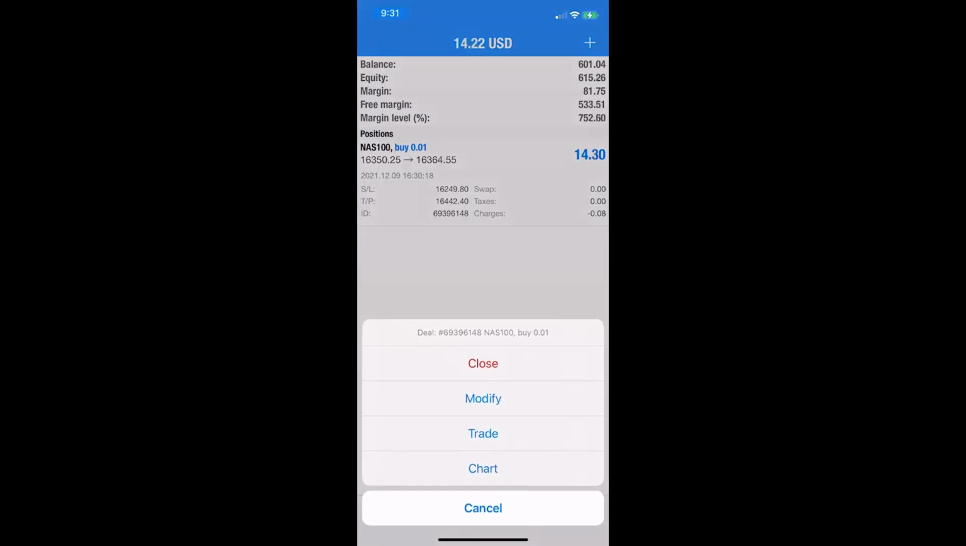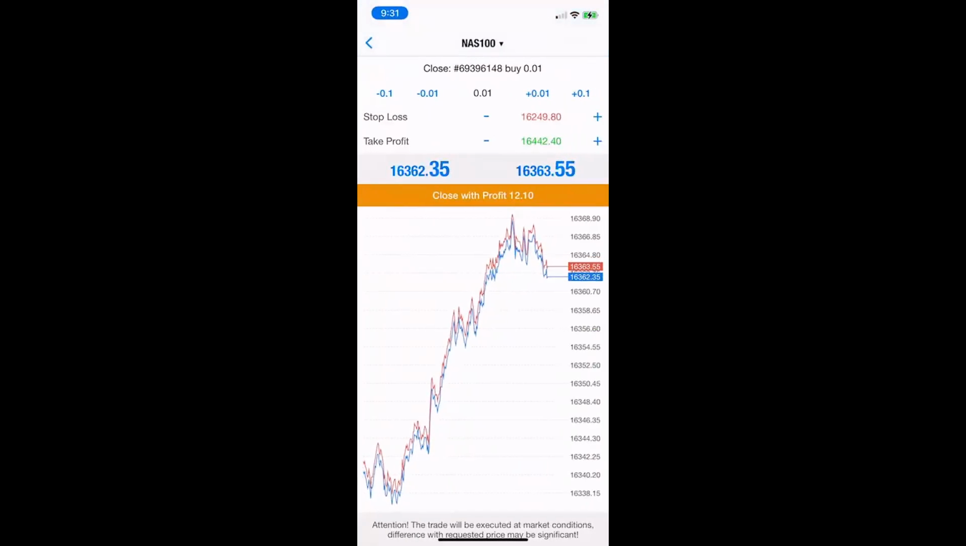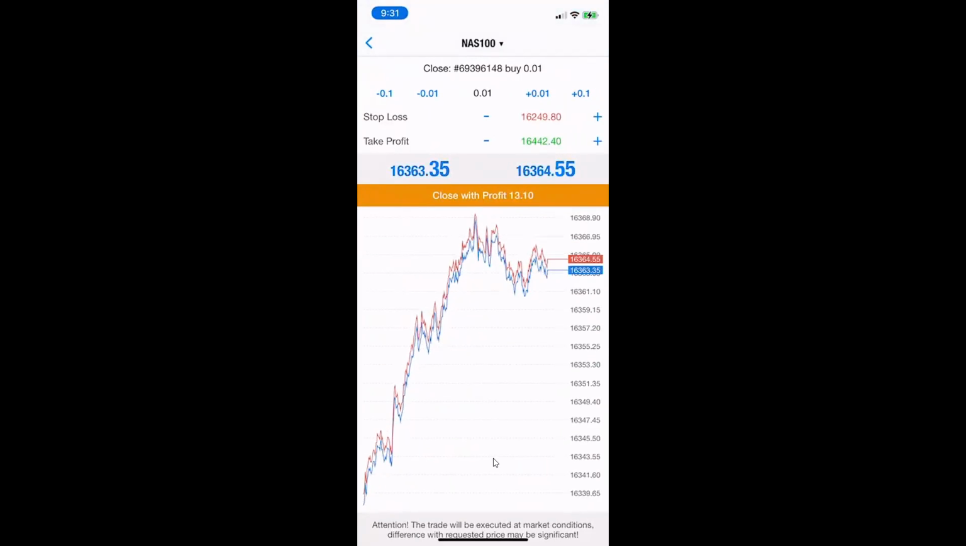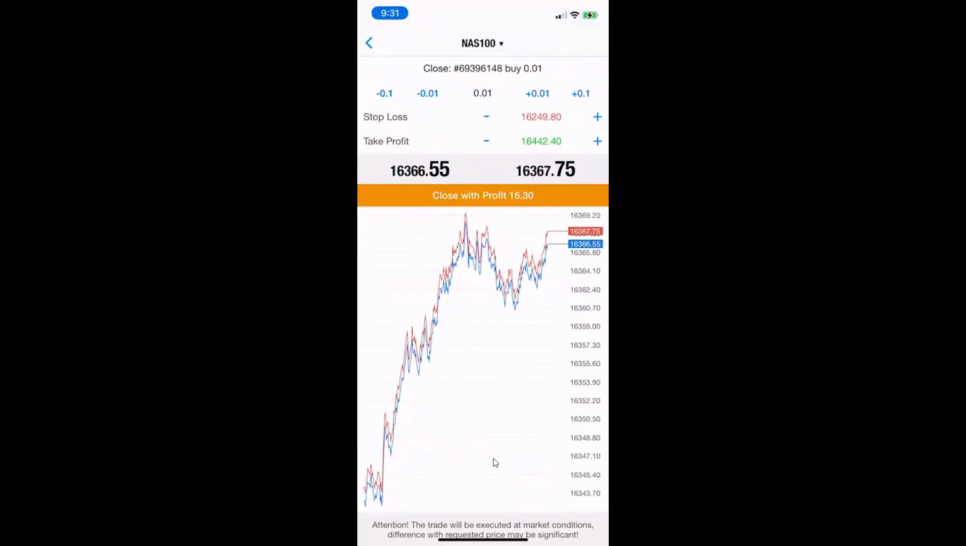Pushed up. Get my profit. Hold on. Really pushed up. Let me get my profit there. I didn't close it in time. That was my fault. 14. Come on, give me at least 15. 17. Boom. There we go.